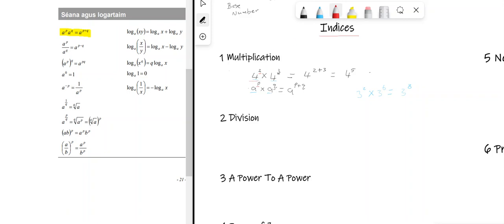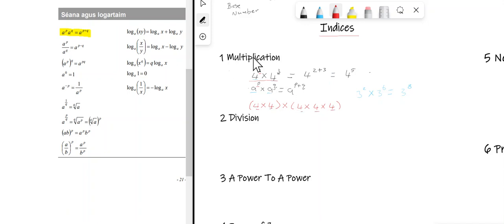If we take this one here and write it out, what's 4 to the power of 2? It's just going to be 4 multiplied by 4. Then 4 to the power of 3 is just going to be 4 multiplied by 4 multiplied by 4. So if we take away the brackets, it's 4 by 4 by 4 by 4 by 4, which is equal to 4 to the power of 5, because there are 5: 1, 2, 3, 4, 5.